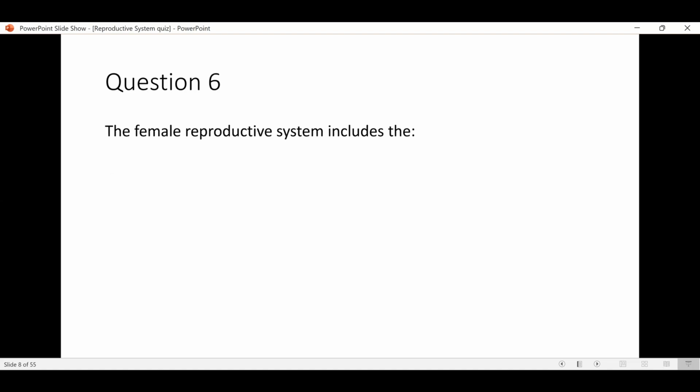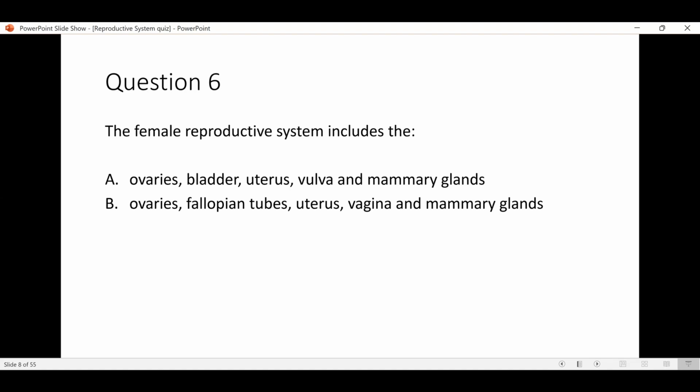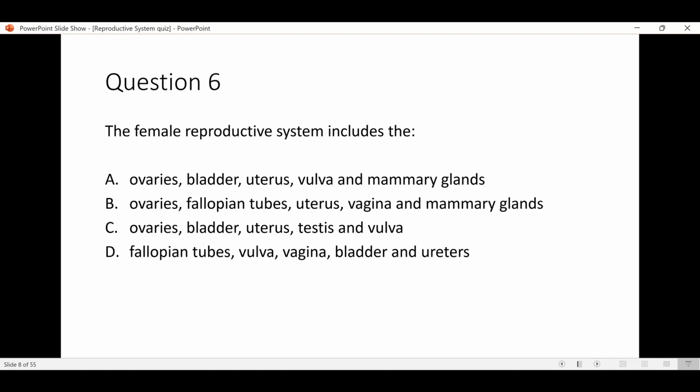Question 6. The female reproductive system includes the ovaries, bladder, uterus, vulva and mammary glands, ovaries, fallopian tubes, uterus, vagina and mammary glands, ovaries, bladder, uterus, testes and vulva, fallopian tubes, vulva, vagina, bladder and ureters.